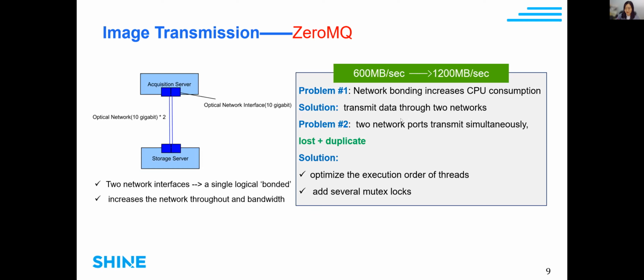However, we encountered another problem. When two network ports transmit data simultaneously, some packages are lost and some packages are duplicated. This is due to the disorderly contention between the threads. So we optimize the execution of the threads and add several mutex locks. Then the transmitting speed increases to 1,200 megabytes per second.